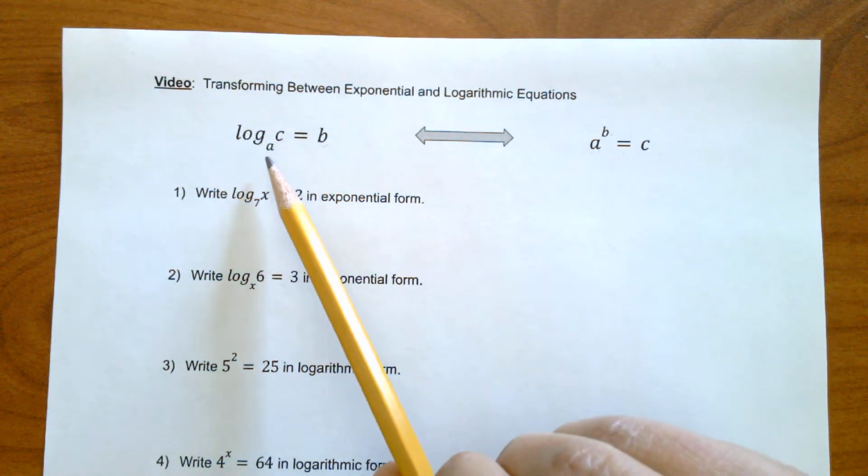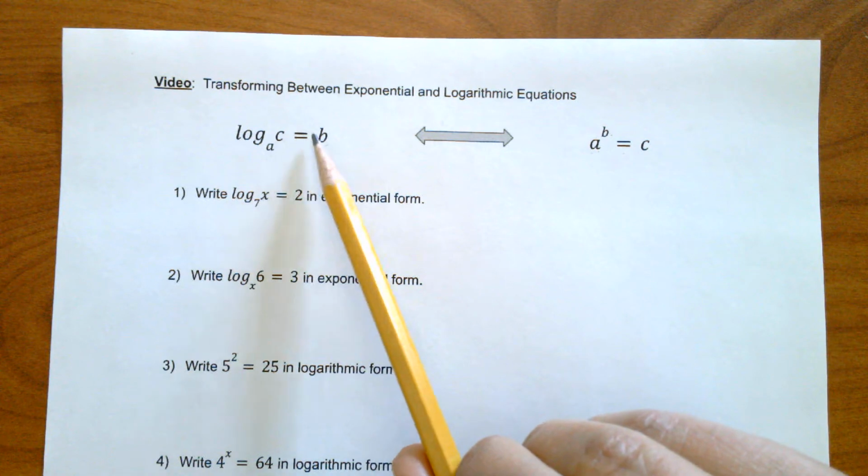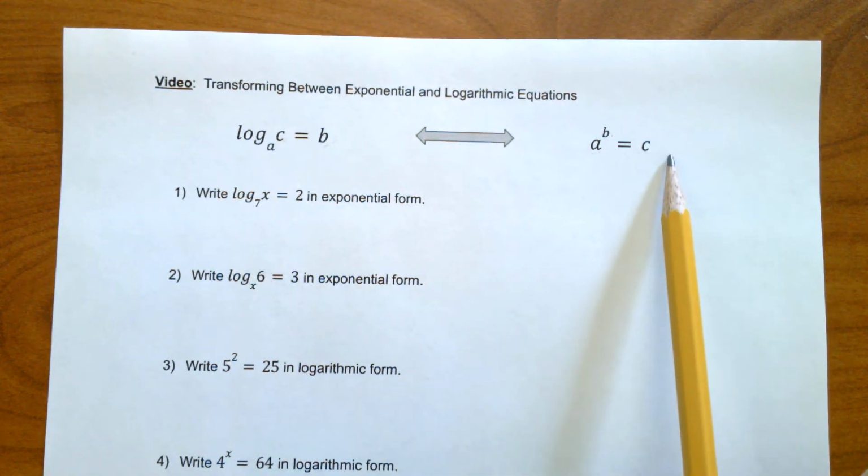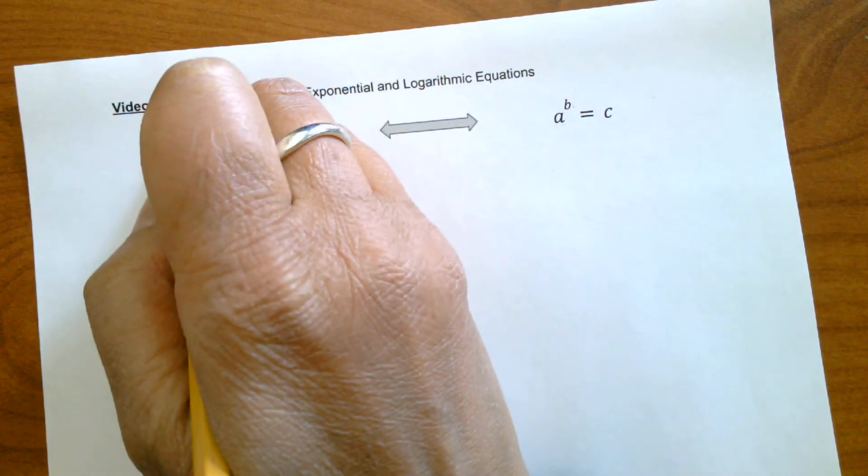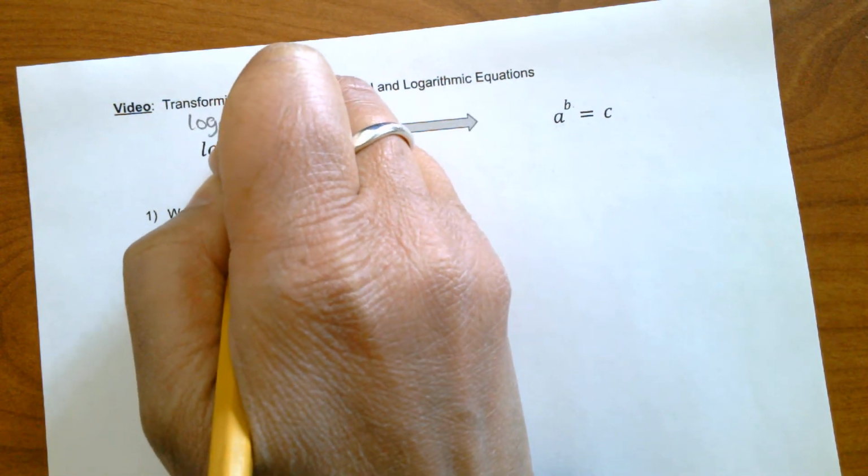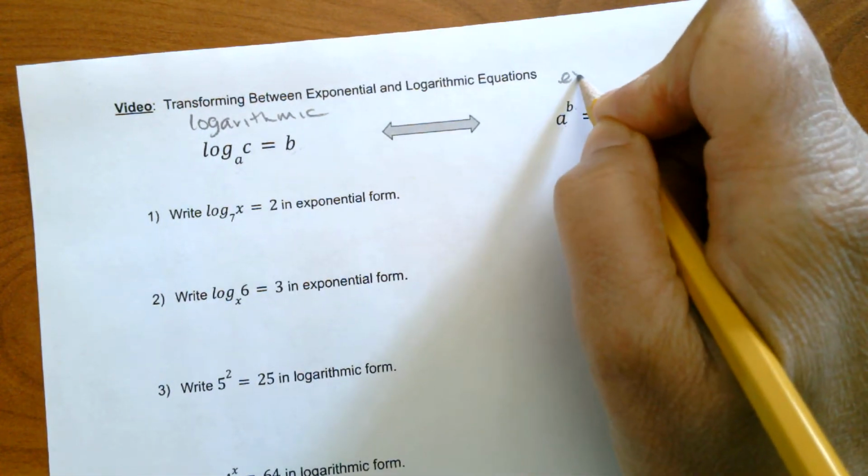So first, logarithmic equation, log base A of C equals B. Exponential, A to the B equals C. Let's label these, logarithmic, exponential.